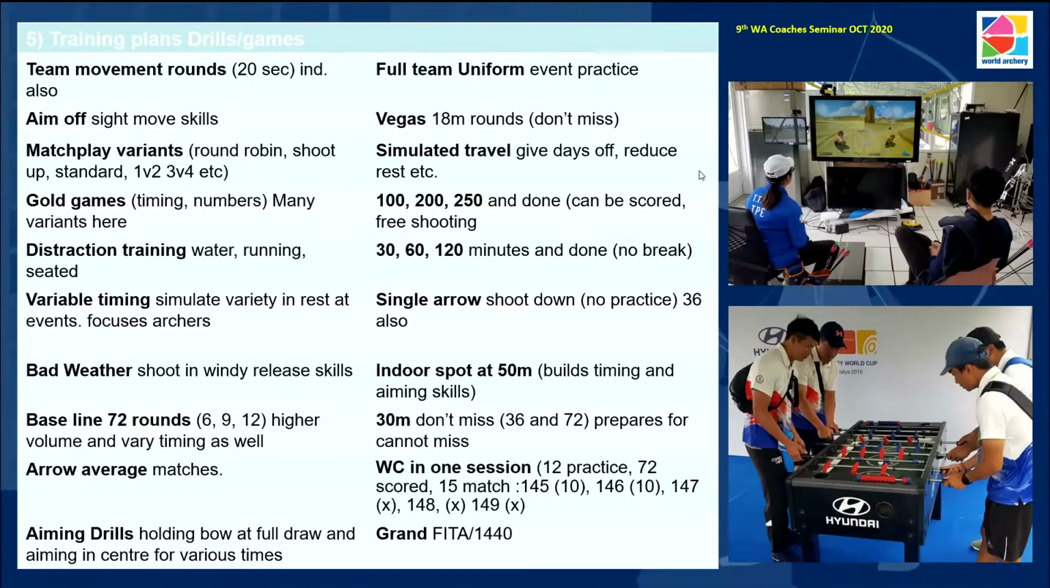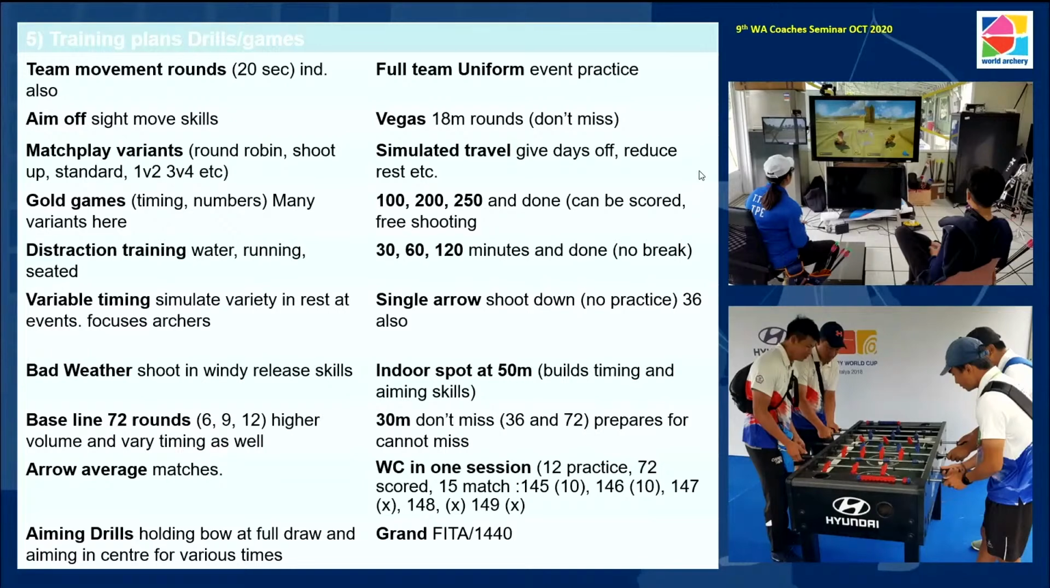Team movements with the compound can be a little trickier. Obviously, they have to put the legs on. They can't have that on when they go on the line anymore. So 20 seconds is hard for recurve, but I think it's actually harder for compound because typically their shot cycle, their shot sequence, is longer.